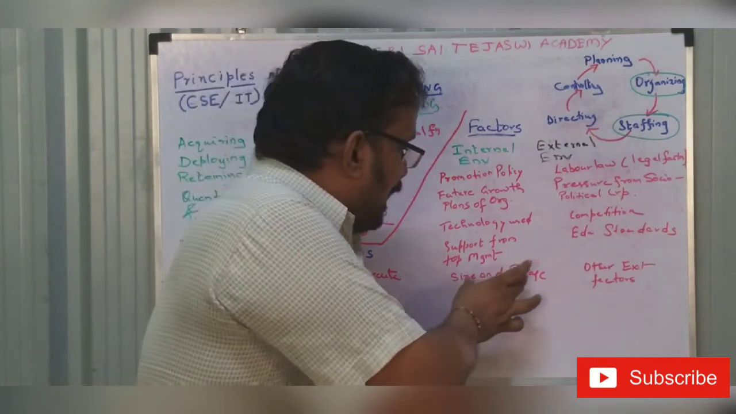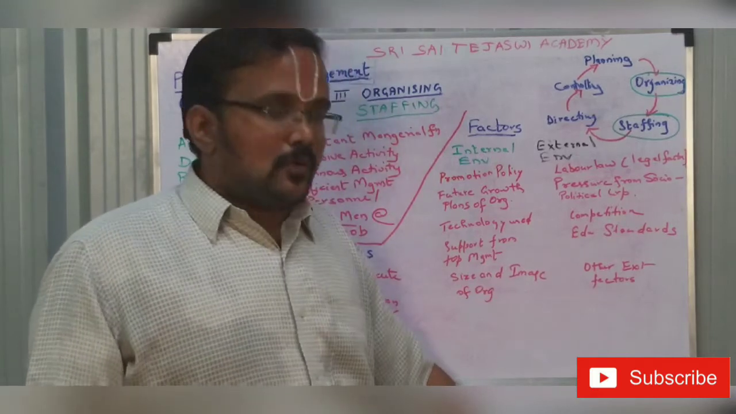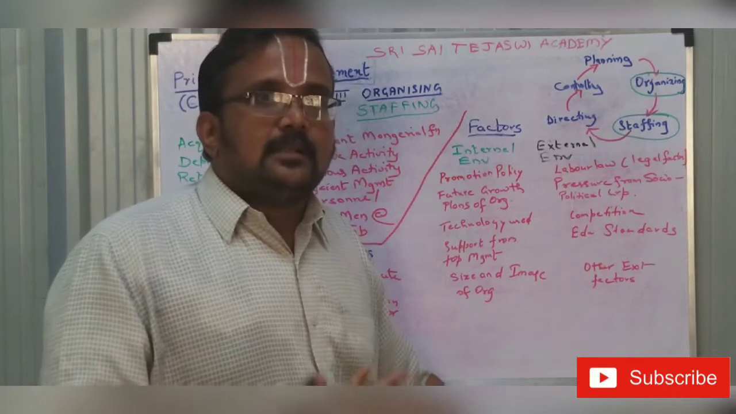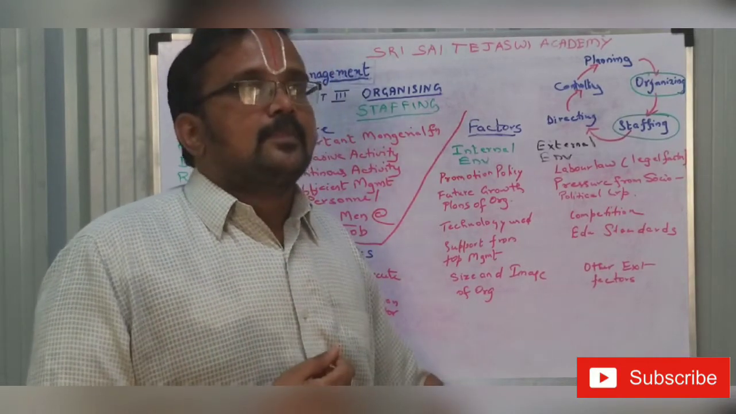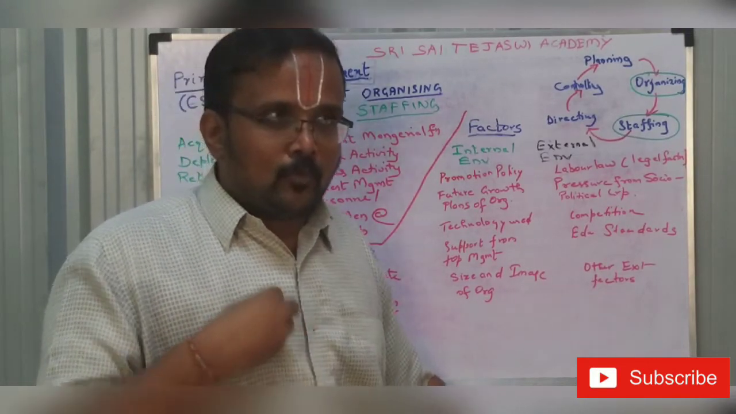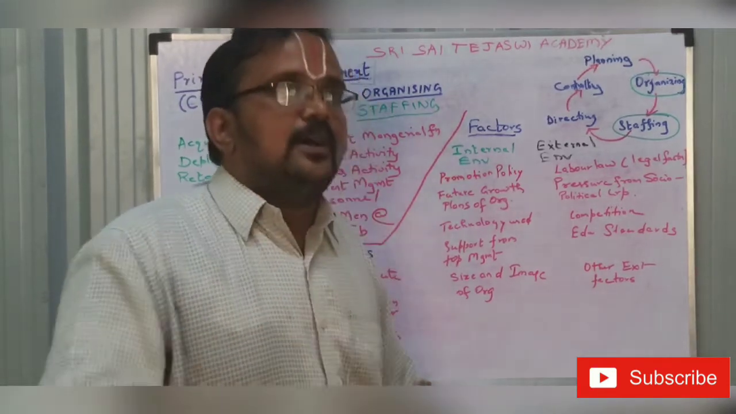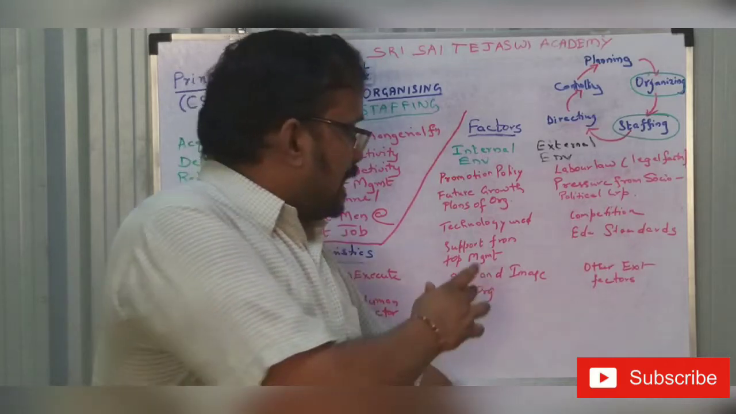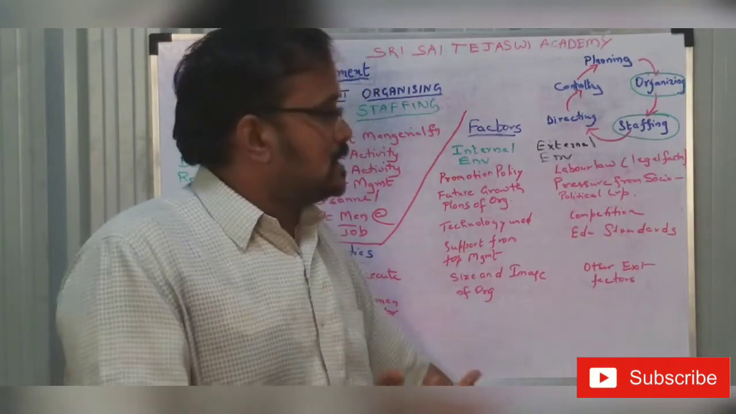So size and image of organization. An employee always will look for the size: Cognizant, TCS, big company, image. Once I say TCS, you have a picture of how the organization will be. So it has an image. So size and image of the organization.